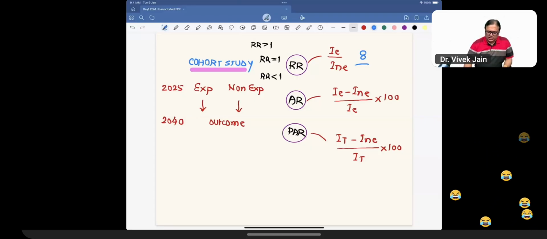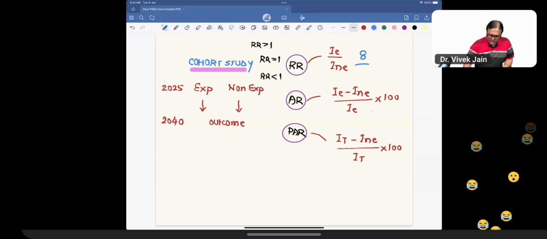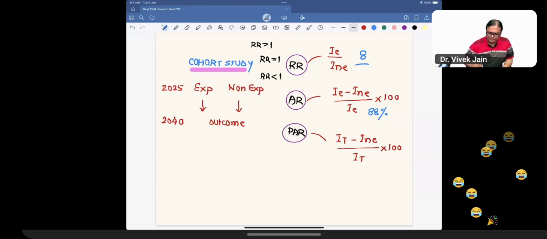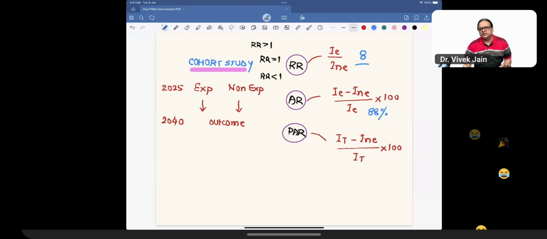So relative risk is 8. Attributable risk 88% implies what? What is the meaning? How much of the disease can be attributed to the risk factor? Very right, Dr. Rohan Tyagi. 88% of lung cancer can be attributed to smoking. 12% is due to some other risk factor.